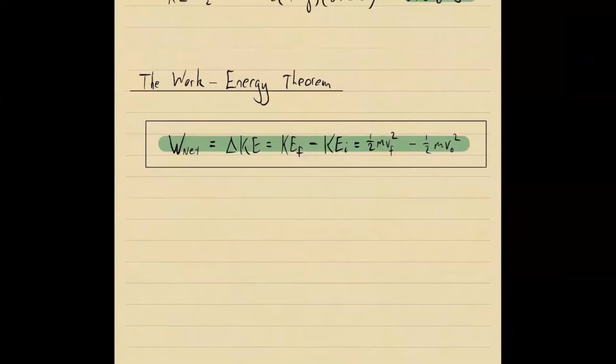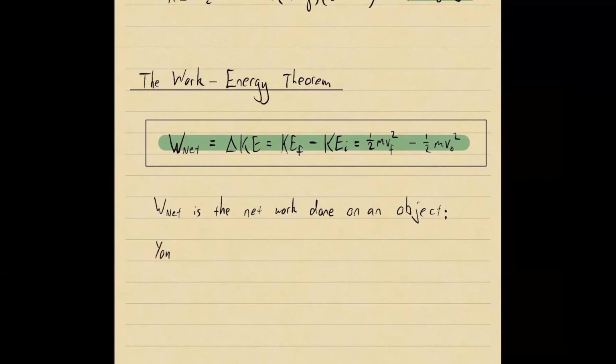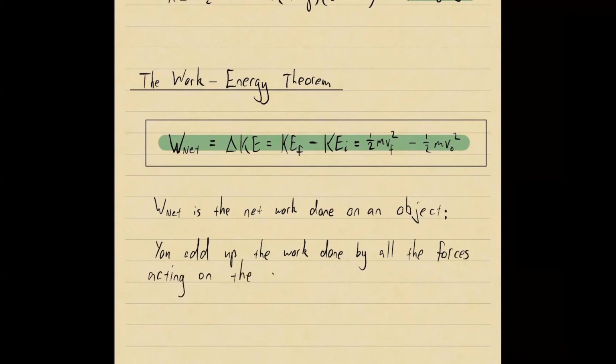So what do I mean by this net work done here? W net is the net work done on an object, and the way that you calculate that is you just add up the work done by all the forces acting on the object.